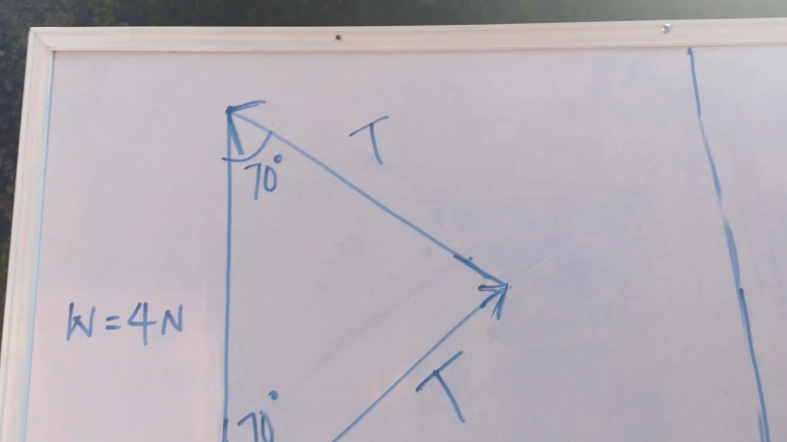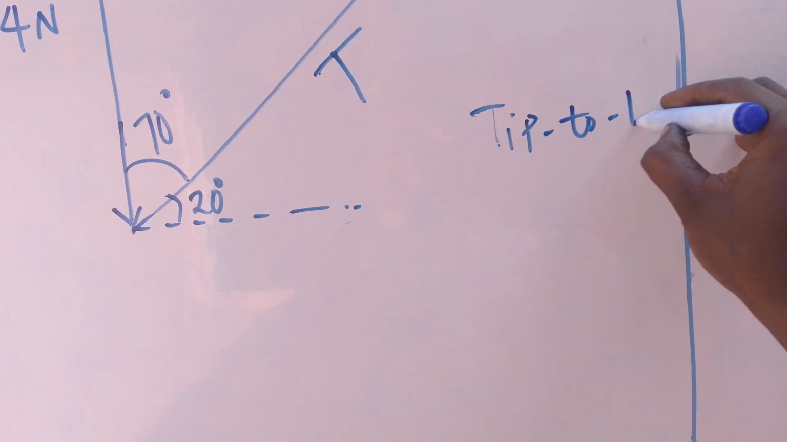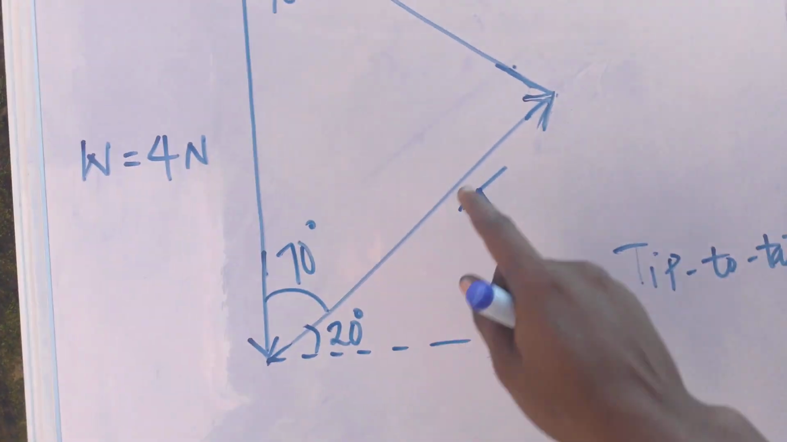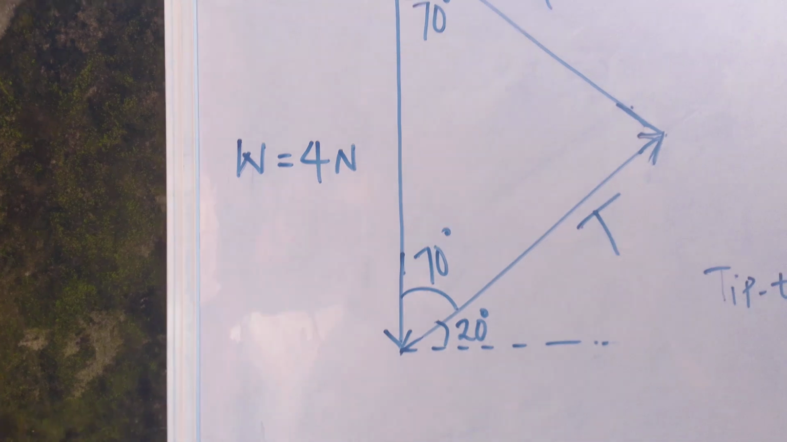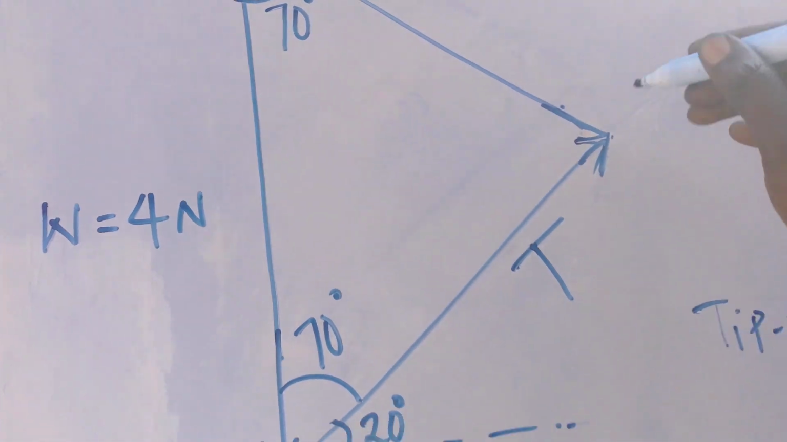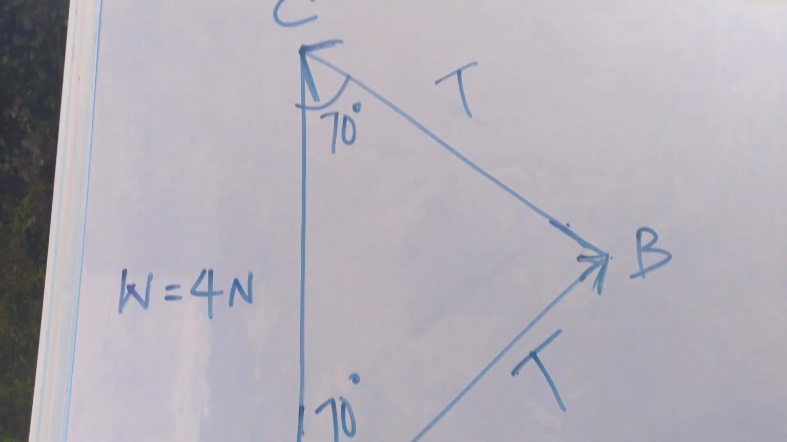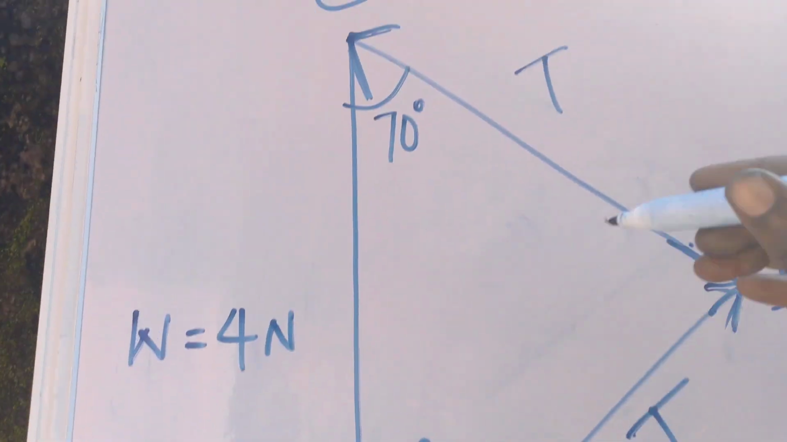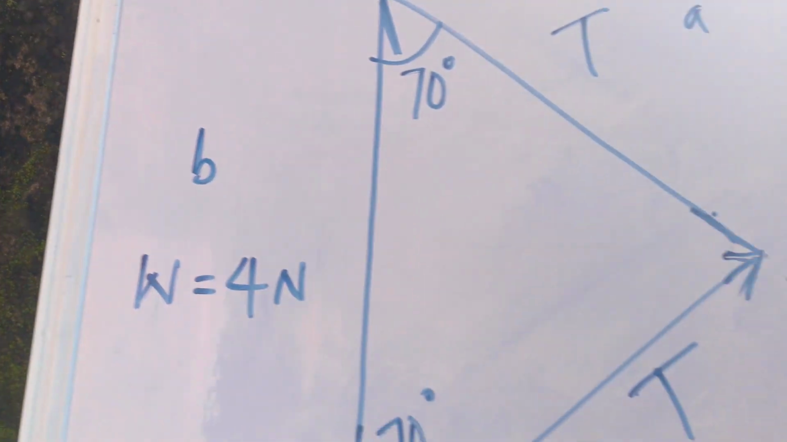Join them tip to tail, tip to tail, tip to tail. So this is the tip of it, and carry the tail of this one here, join it. Tip to tail. Alright, let's assume that this point is A, this point is B, and this point is C. If that's capital C, here will be small c, capital A, here will be small a, capital B, here will be small b.